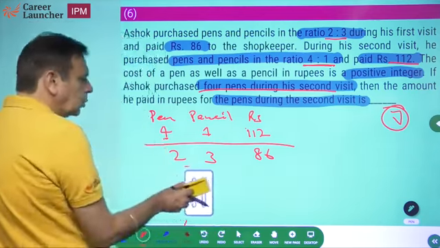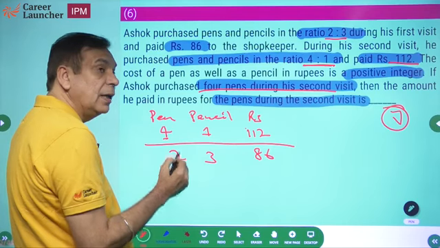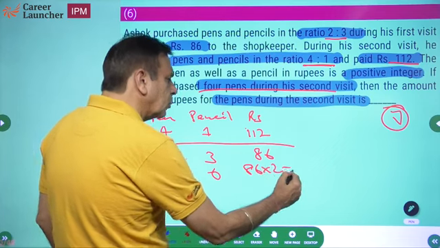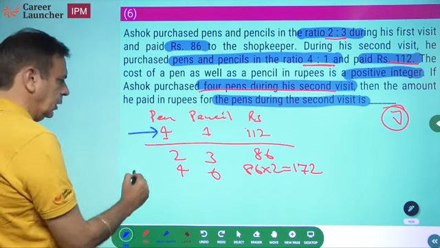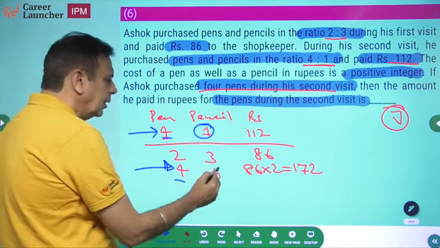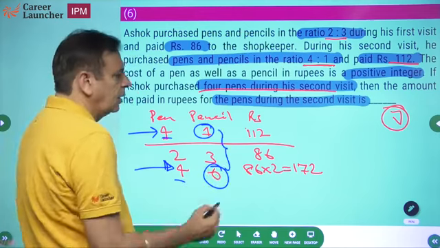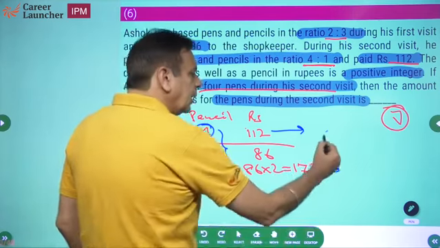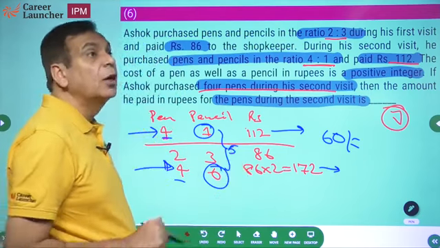I hope this is clear. So in the first case, we are saying he purchased 2 pens and 3 pencils for 86 rupees. Can I say hence he would have purchased 4 pens and 6 pencils for 86 into 2, which is 172 rupees. Right? Now please compare these two. 4 pens, 4 pens. 1 pencil, 6 pencils. 5 pencil extra ली हैं. He's got 5 extra pencils. For how much? Earlier he paid 112 rupees. Here he'll pay 172 rupees. That means for 60 rupees, he is getting 5 extra pencils. Or each pencil is 12 rupees.